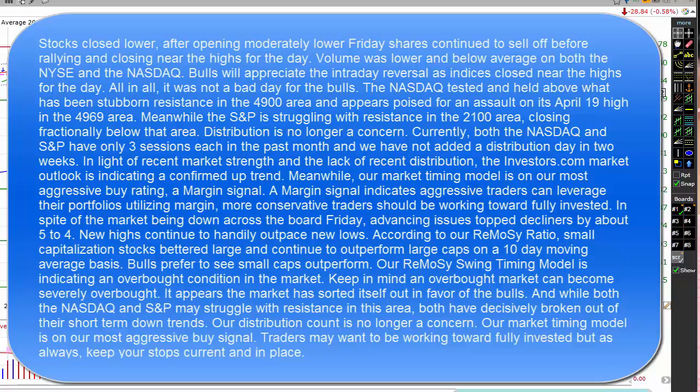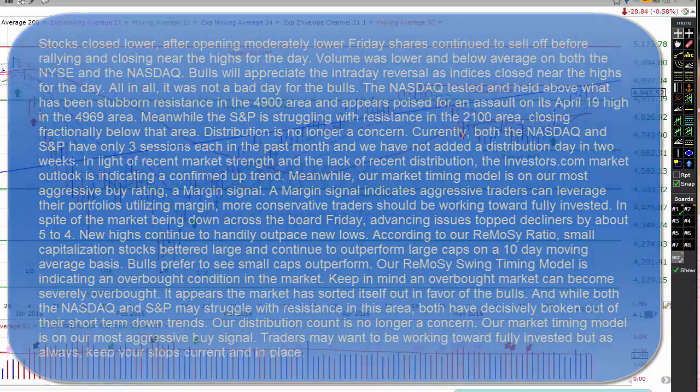It appears that this market has sorted itself out in favor of the bulls, and while both the NASDAQ and the S&P 500 may struggle with resistance in this area, both have decisively broken out of their short-term downtrends. Our distribution count is no longer a concern. Our market timing model is on our most aggressive buy signal. Traders may want to be working toward fully invested, but as always, keep your stops current and in place.